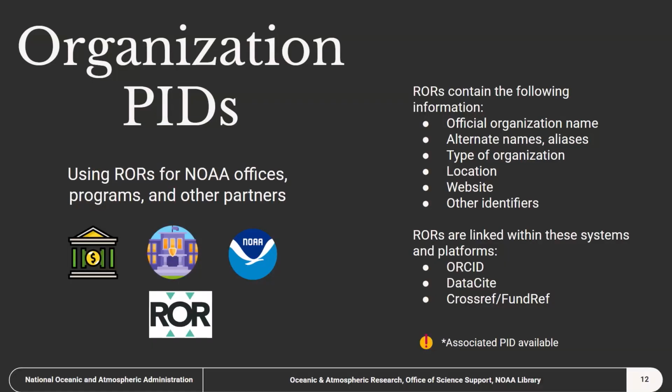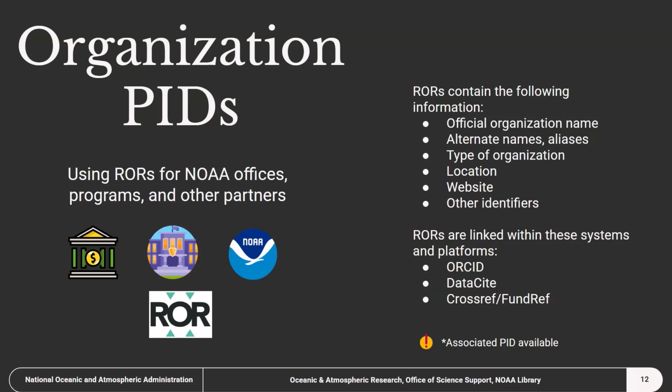So next comes organizations, and I said we were going to talk about this. So ROARs specifically. ROARs contain essentially just the official organization name, any alternate names or aliases. So when you look at NOAA as a whole, the official name for NOAA is National Oceanic and Atmospheric Administration, right? But in the metadata for the ROAR, we also include NOAA, Department of Commerce, NOAA, so on and so forth, right? You include the type of organization.